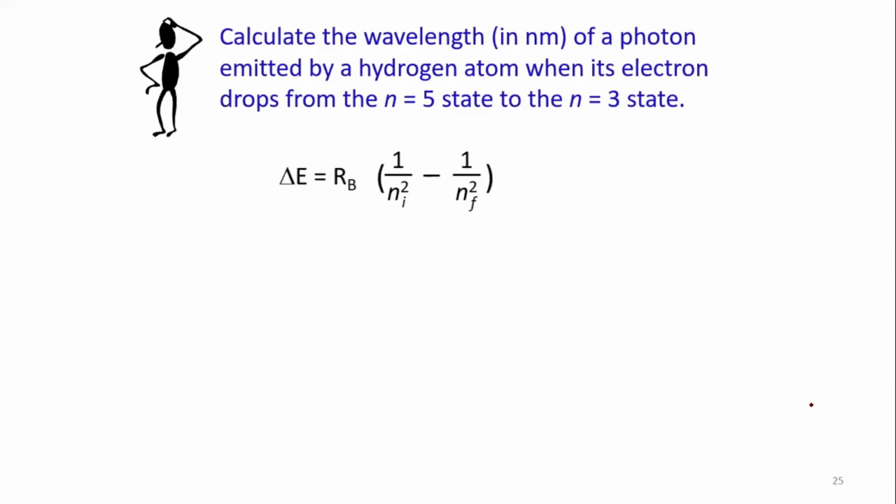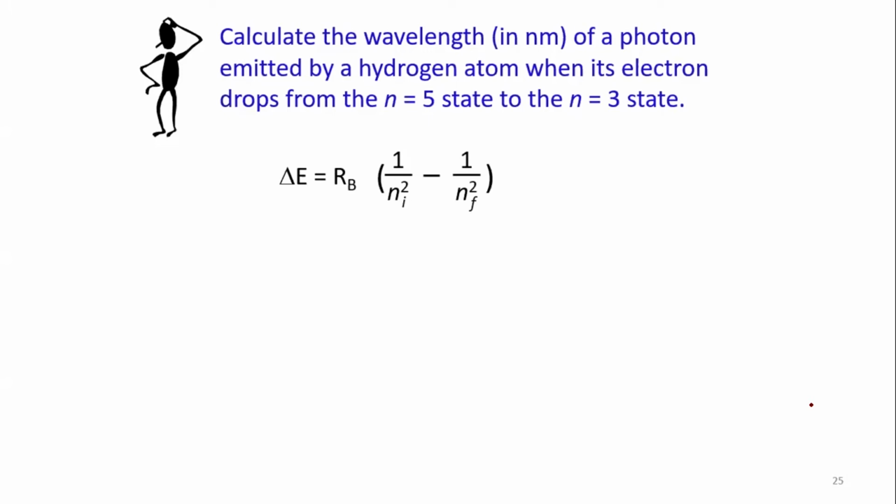All right, let's look at that formula we just had. And all we're going to do is plug in the values for R, and plug in the values for Ni and Nf. Remember, Ni is where it starts, it's the higher state, the higher orbit. N sub F, the final one, is the lower one. So if we plug in the numbers, remember the value of this constant.